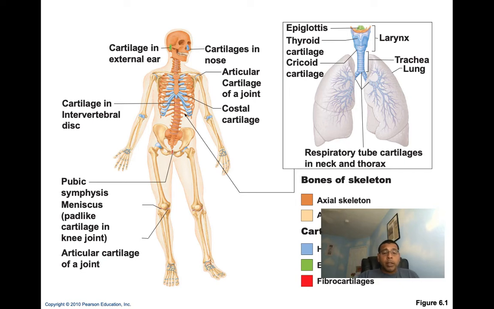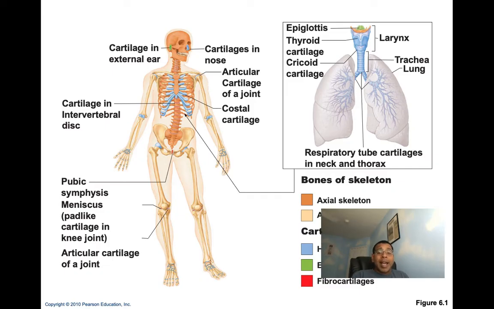When we talk about costal cartilage, we're talking about hyaline cartilage that connects the ribs to the sternum. Respiratory cartilage, again hyaline cartilage, forms the skeleton of the larynx. Nasal cartilage supports the external nose.